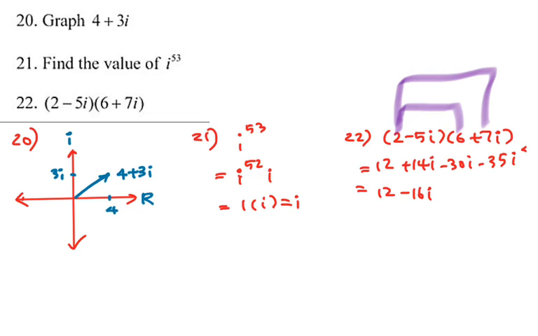Alright, so then what do we end up getting? 14i minus 30i becomes negative 16i. And then we get plus 35. Why is that? Because i squared was negative and then it already had a negative sign. Then we can see that our final answer must be 47 minus 16i. Alright, so that was number 22. Alright, let's look at a couple more questions.